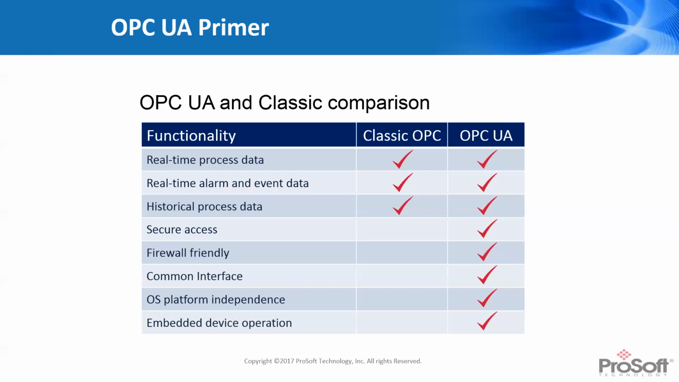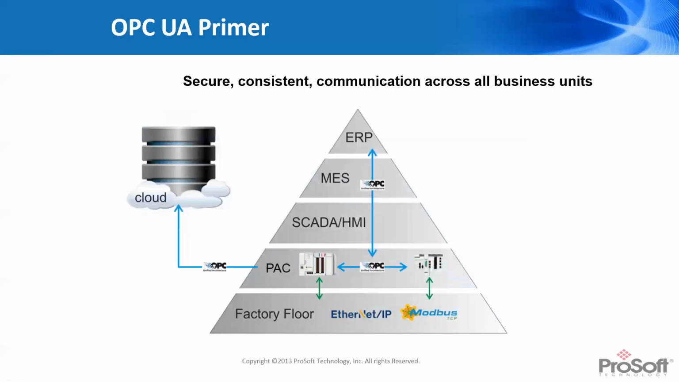I know there were ways to run it on embedded operating systems by using proxies and that sort of thing, but OPC UA is easily run on systems other than Windows, which is the same thing for embedded device operation. So that's it between OPC Classic and OPC UA.